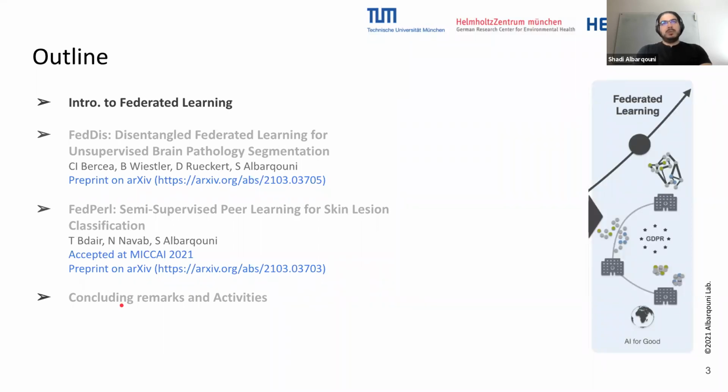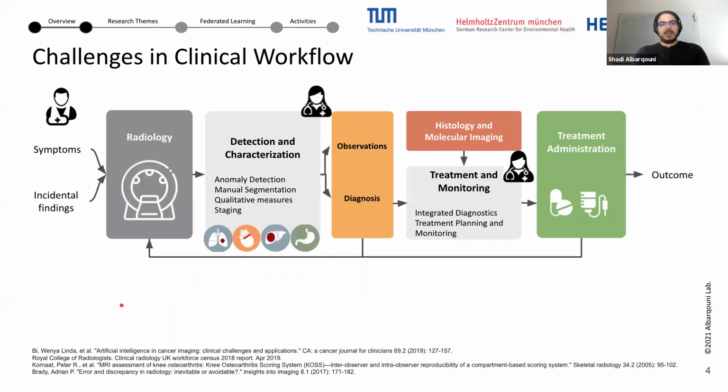So the first question that we probably need to address before talking about federated learning is whether we need to empower the clinical workflow with machine learning tools. So to address this, let's have a quick look at the clinical workflow and the common challenges over there.